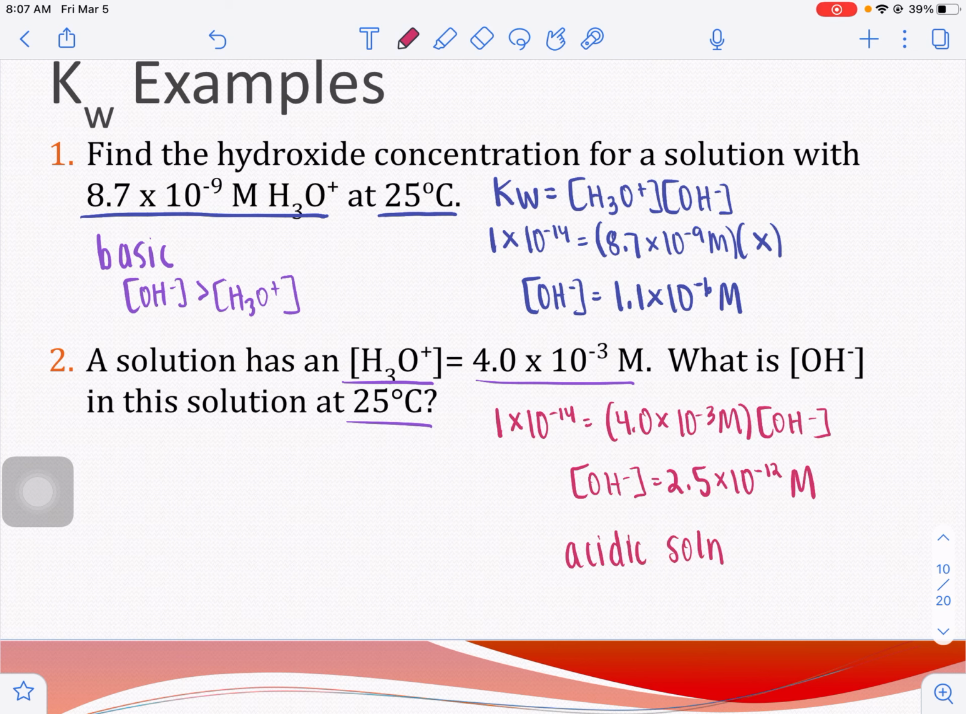All right, so the relationship of them is going to tell us whether your solution is acidic or basic.